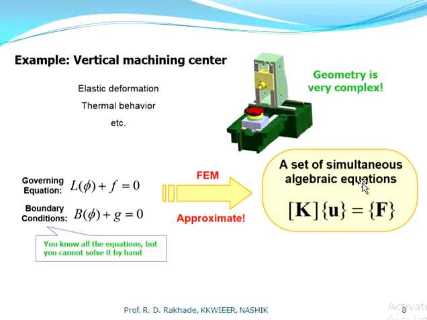So a set of simultaneous algebraic equations in terms of K U equal to F. So K represents stiffness matrix, U represents displacement or deformation, and F represents load factor. For static, K is stiffness, U is deformation due to application of external load. So this is the basic equation used for FEM. We just replace K, U, F according to the type of analysis.